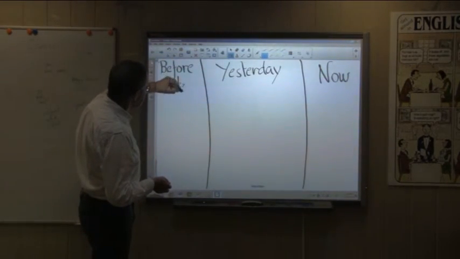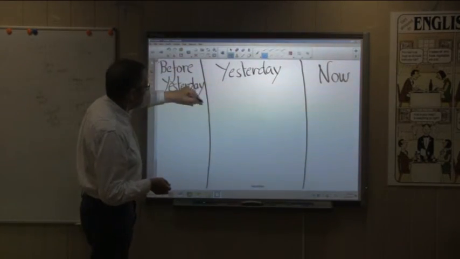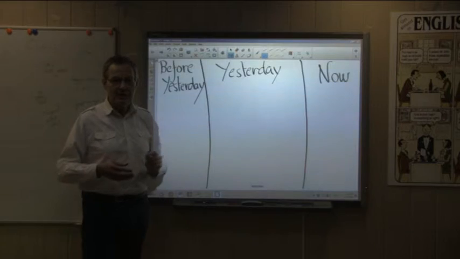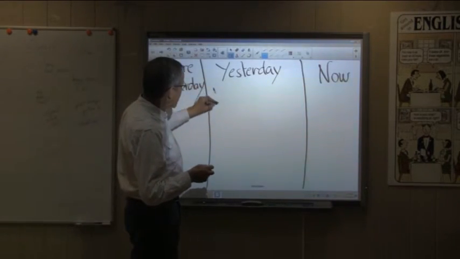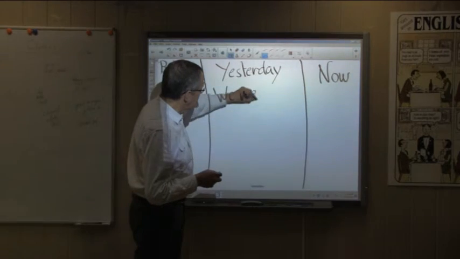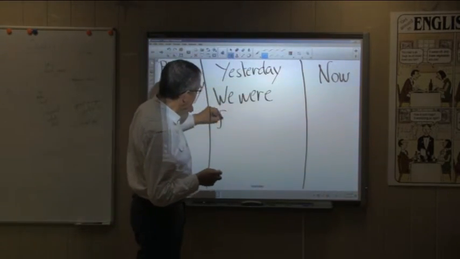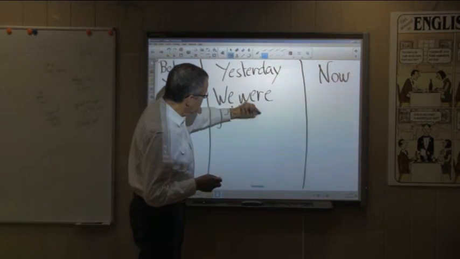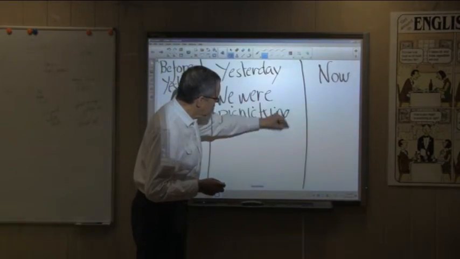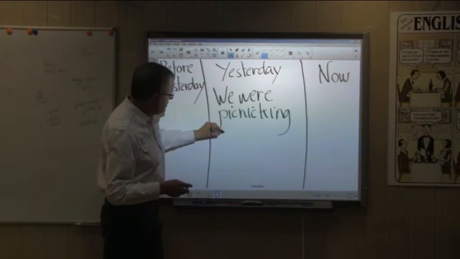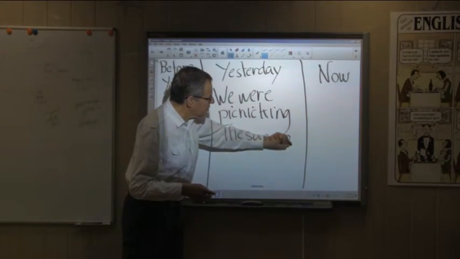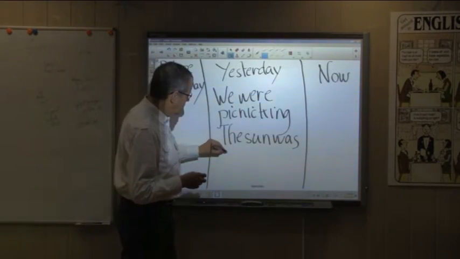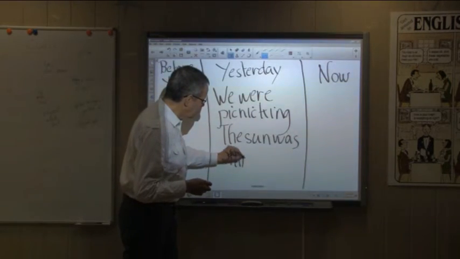Now, the past continuous we will use here, and it is for the things that were continuing. Let us imagine that yesterday we were picnicking. We were picnicking. There we are. What was happening? Continuing during the day. The sun was shining. The birds were singing. The wind was blowing.